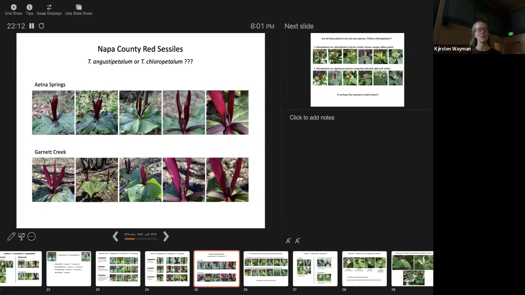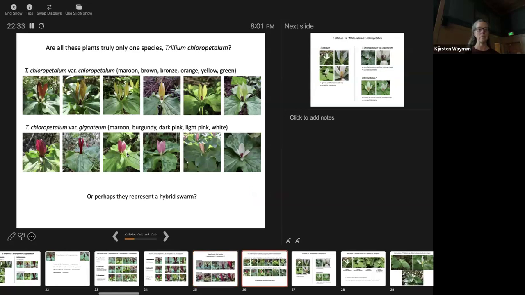So there's some variation there that makes it difficult to really say for sure that it's angustipetalum versus maybe chloropetalum. Freeman, in his publication, thought that these might just be monochromatic populations of Trillium chloropetalum. My sense is that they are angustipetalum. So we'll see what floral scent has to say about that a little bit later.